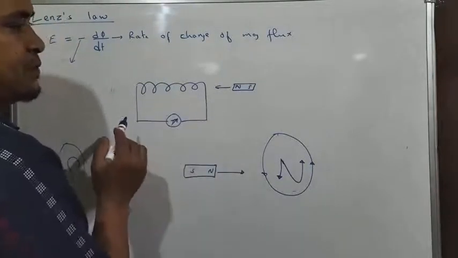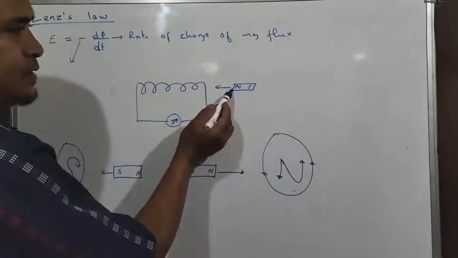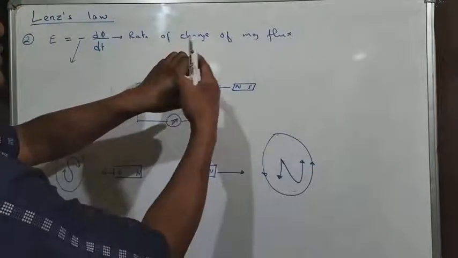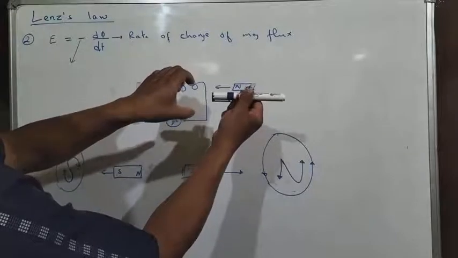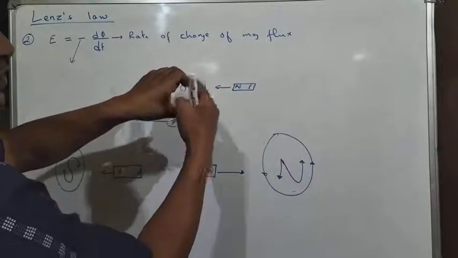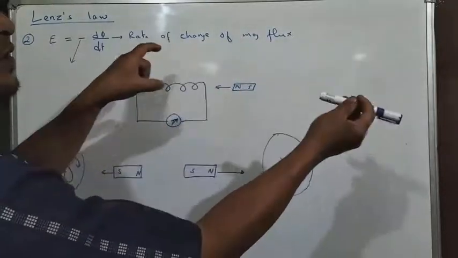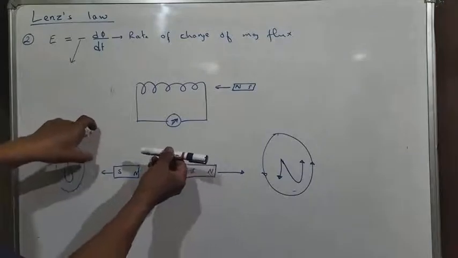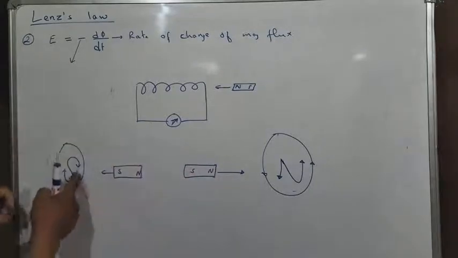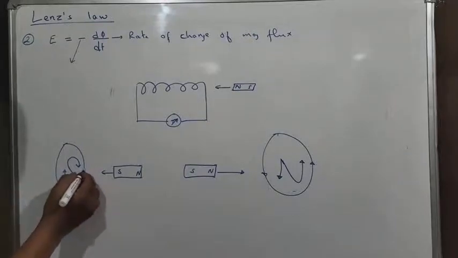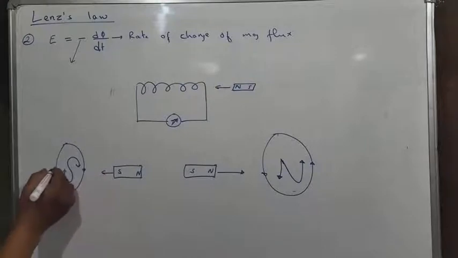Please remember, when the north pole of the magnet is moving towards the face of the coil, then this face of the coil will behave like a north pole. And if I move a south pole towards the face of the coil, then this face of the coil will also behave like a south pole. Its direction of current in the coil will be like this, as indicated by the arrows at the extreme ends of the letter S.